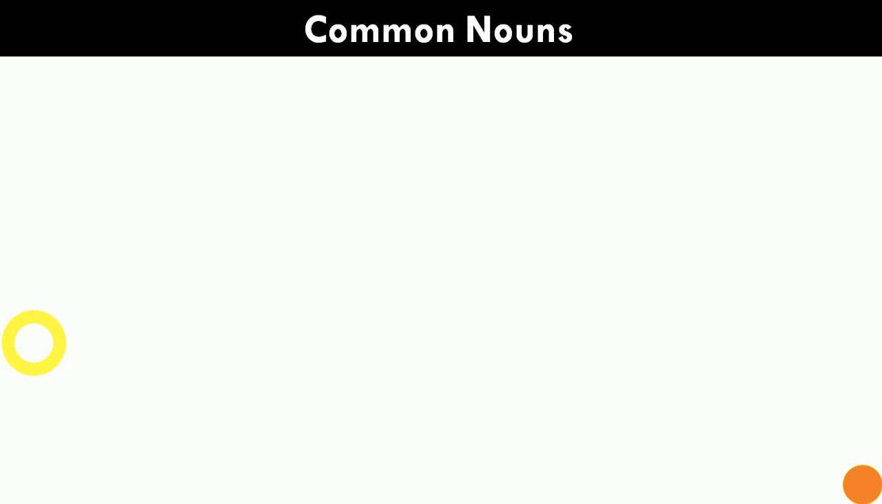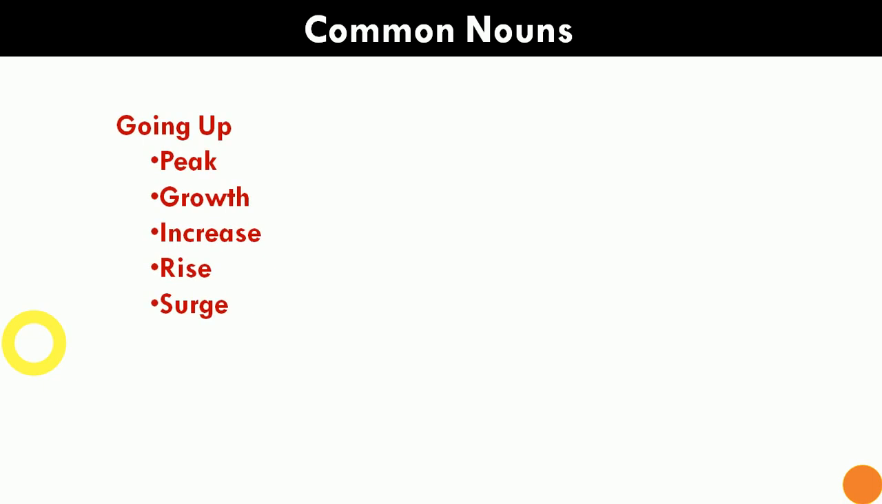That's it, right? So here is the list of common nouns. If the data is rising, if the lines are going upward, or in case of bar graphs, if the difference is going up, then the nouns will be like this: peak, growth, increase, rise and surge, right?